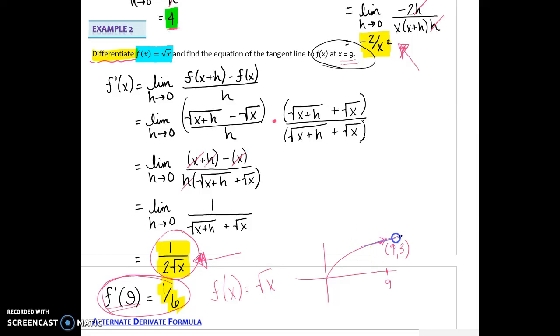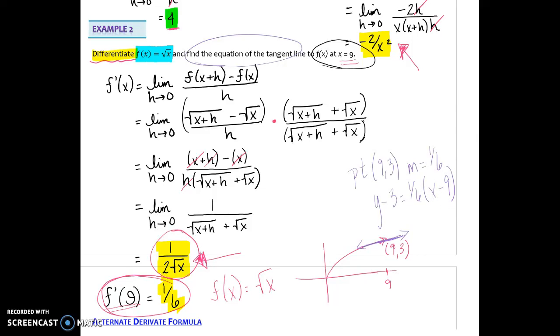Okay, then if you continue reading on in the problem, it says find the equation of the tangent line. Okay, and we know how to do that. I didn't finish that, but you can do it. The point is 9, 3. The slope of the tangent is 1/6. And then you can simply get the equation of the tangent line.